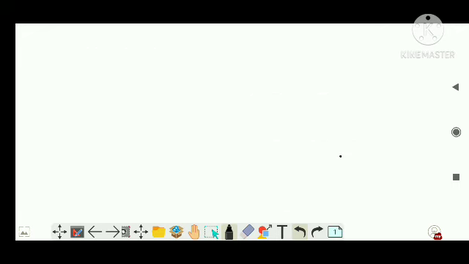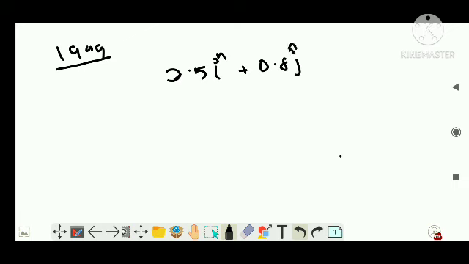This is actually a 1999 NEET question. You are given a vector like this, 0.5 i cap plus 0.8 j cap plus c k cap, and you are told this is a unit vector. Let's say it is a cap. Then what is the value of c? Pause the video, guys, and try to do it by yourself, so that you can understand the concept.